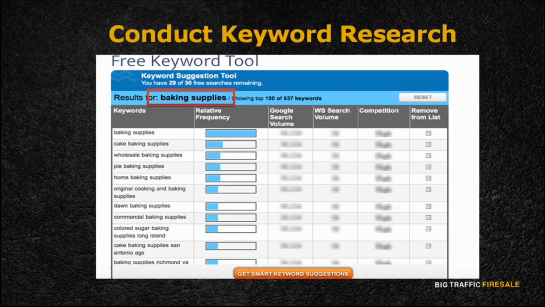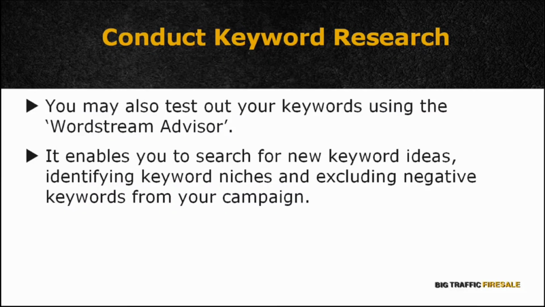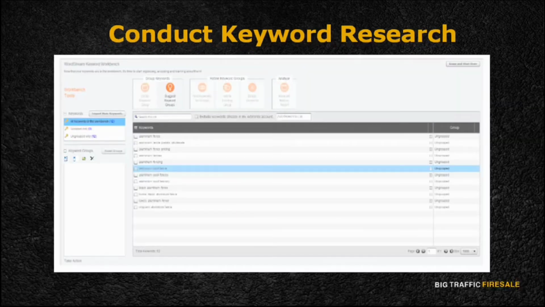You may also view the competitiveness of the keywords as well as the search volume using data from both Google and WordStream. On top of that, you may also test out your keywords by using the WordStream Advisor. It enables you to search for new keyword ideas, identifying the keyword niches, and most importantly, excluding negative keywords from your campaign. WordStream Advisor is WordStream's free keyword tool PPC and social media advertising platform.